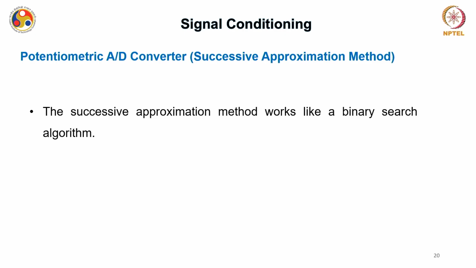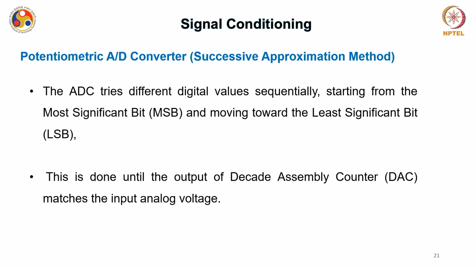You can understand the successive approximation method like a binary search algorithm. So the successive approximation method works very similar to the binary search algorithm. The process is as follows. The ADC tries different digital values sequentially, and this starts with the most significant bit or MSB and moves towards the least significant bit or LSB.